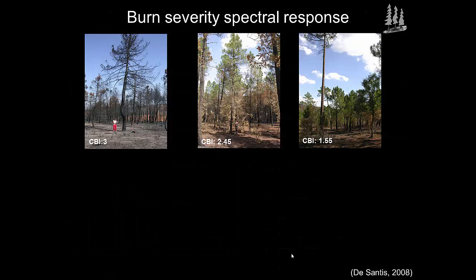These are some examples of three different plots with different levels of CBI. On your left you have a completely burned plot with the highest value of CBI. In the middle, an intermediate plot where you can see that there's still some green in the canopy, but all the understory has been completely scorched. And on your right you have a low severity plot.